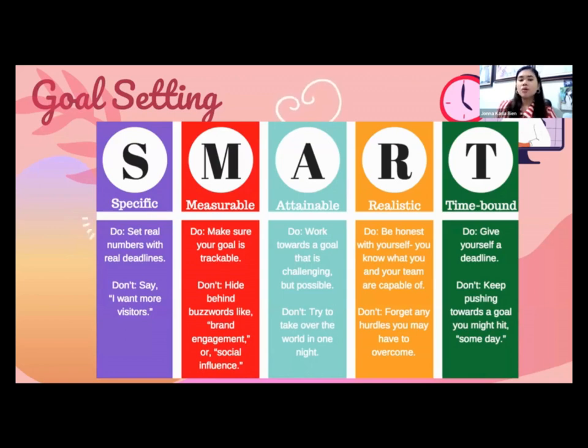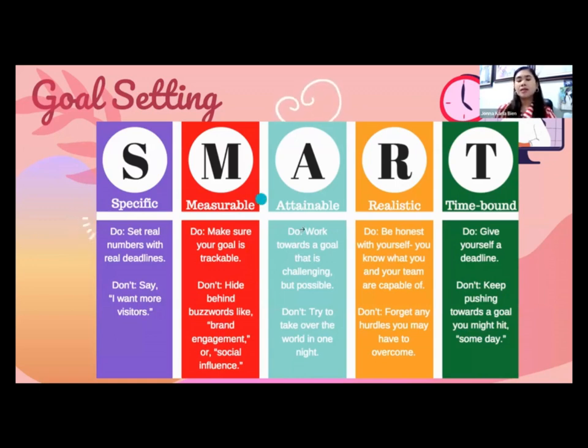Measurable. Make sure your goal is trackable. Okay? Of course, you have to set indicators on how you are going to measure it. For example, how do you say that the goal is being achieved? You could say 50% of the activity is carried out during the mid-year and you are targeting to achieve 100% by the end of this year. Right? How do you measure the 50%? The 50% could be measured because of the indicators that you have set.